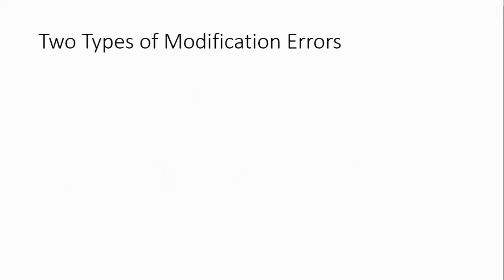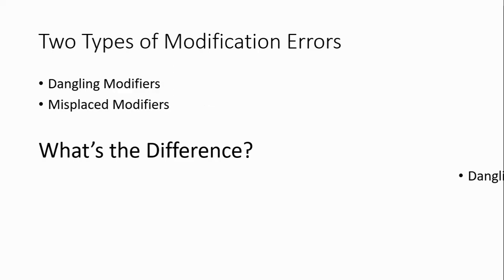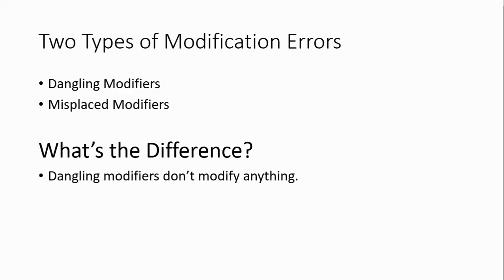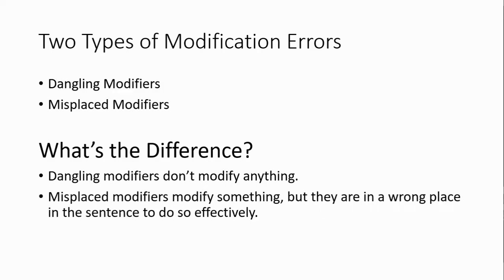So there are two basic types of modification errors. There's dangling modifiers and misplaced modifiers. What's the difference? Well, dangling modifiers don't modify anything at all. There's a modifier in a sentence, but there's nothing it could be modifying. Misplaced modifiers modify something, but they are in the wrong place in the sentence to do so effectively. So let's start with dangling modifiers. Remember, dangling modifiers don't modify anything.